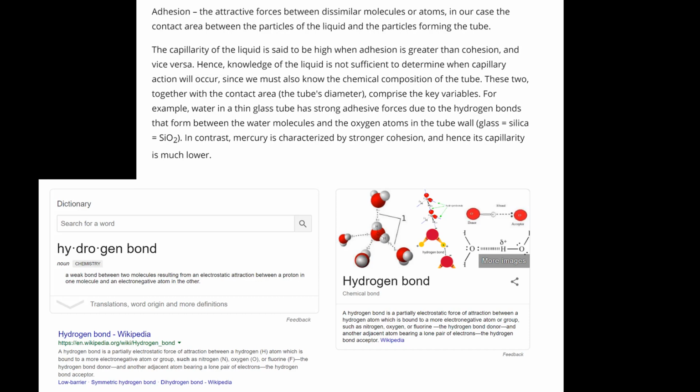Well, let's check it then. Adhesion. For example, water in a thin glass tube has a strong adhesive forces due to the hydrogen bonds that form between the water molecules and the oxygen atoms in the glass tube. Well, what's a hydrogen bond? A weak bond between two molecules resulting from an electrostatic attraction between a proton of one molecule and an electronegative atom in the other. Well, what's an electronegative atom?